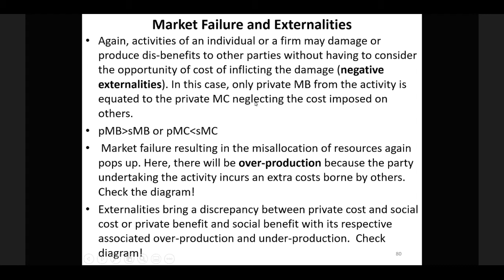So in the case of negative externality, only the private marginal benefit of the activity and the private marginal costs are equated. In this case, the external cost to others is neglected. So this makes the private cost less than the social marginal cost. And therefore, in this case, the society is worse off if the firm produces more because it incurs a higher cost on society as a whole.